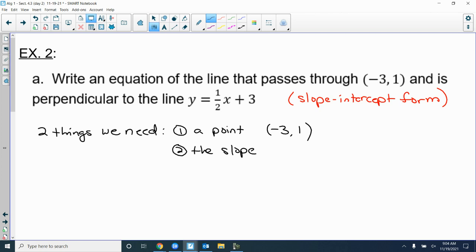What slope should we use, Mason? 1/2? No. Negative 3? No. Here's why. The line that we are looking for is perpendicular to this line. This line has a slope of 1/2. I want a perpendicular slope. What would be perpendicular, Reese? Negative 2/1. You got to flip it because we need to use the perpendicular slope. So for this case, we're going to use m equals negative 2, or negative 2/1.